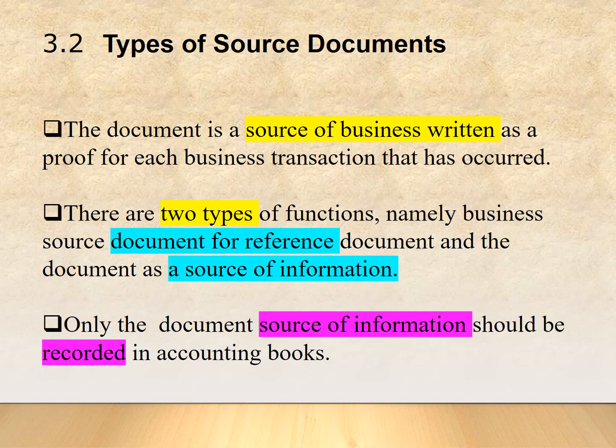3.2 Types of source documents. A source document is written proof for each business transaction that has occurred. There are 2 types of functions, namely the business source document as a reference document and the document as a source of information. Only the document as a source of information should be recorded in accounting books.